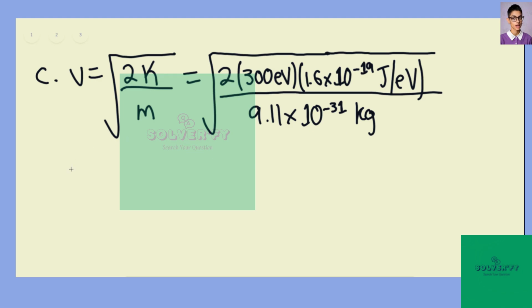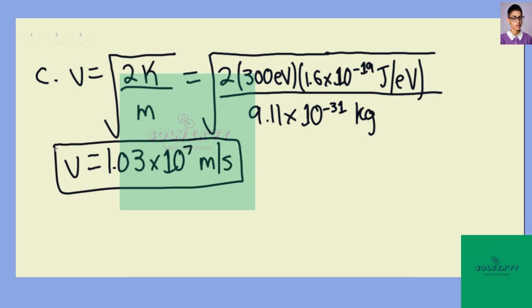And here we find that the velocity of the electron will be 1.03 times 10 to the 7th meters per second. This would be the answer for the speed of the electron.